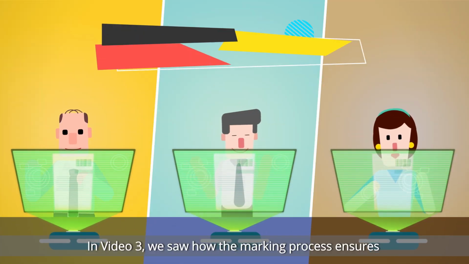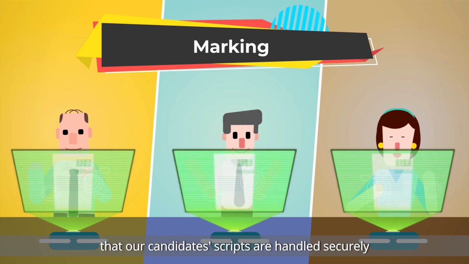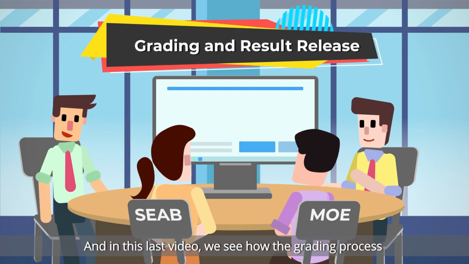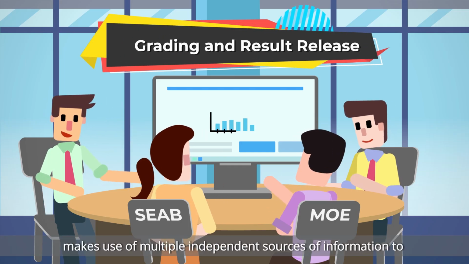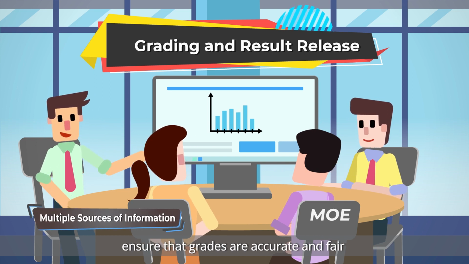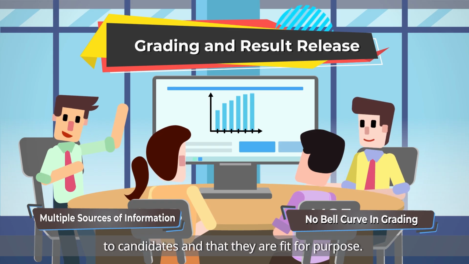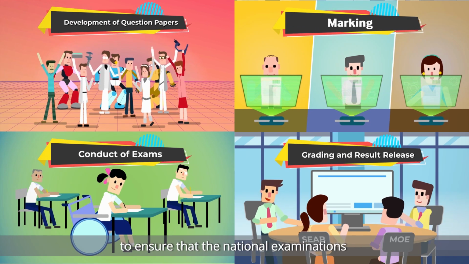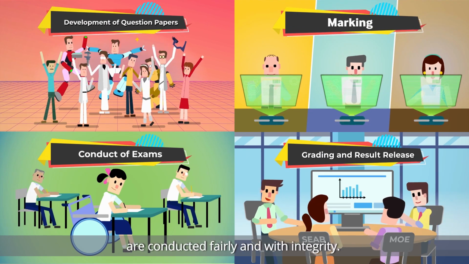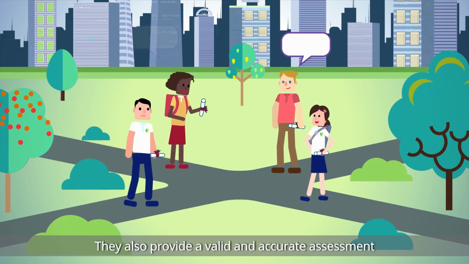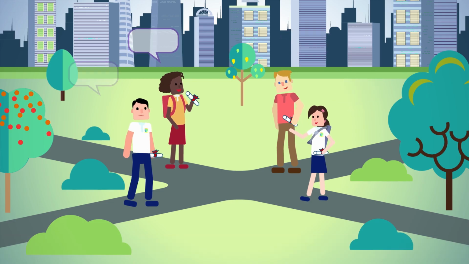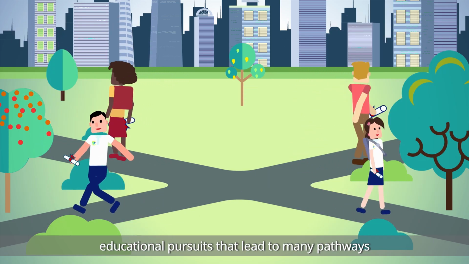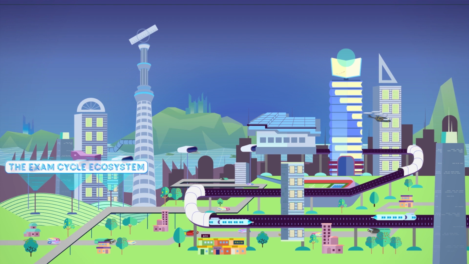In Video 3, we saw how the marking process ensures that our candidate scripts are handled securely and are marked accurately and fairly. And in this last video, we see how the grading process makes use of multiple independent sources of information to ensure that grades are accurate and fair to candidates and that they are fit for purpose. All these processes are put in place to ensure that the national examinations are conducted fairly and with integrity. They also provide a valid and accurate assessment for the candidates. The national exams are a checkpoint in our students' educational pursuits that lead to many pathways that are available for them.